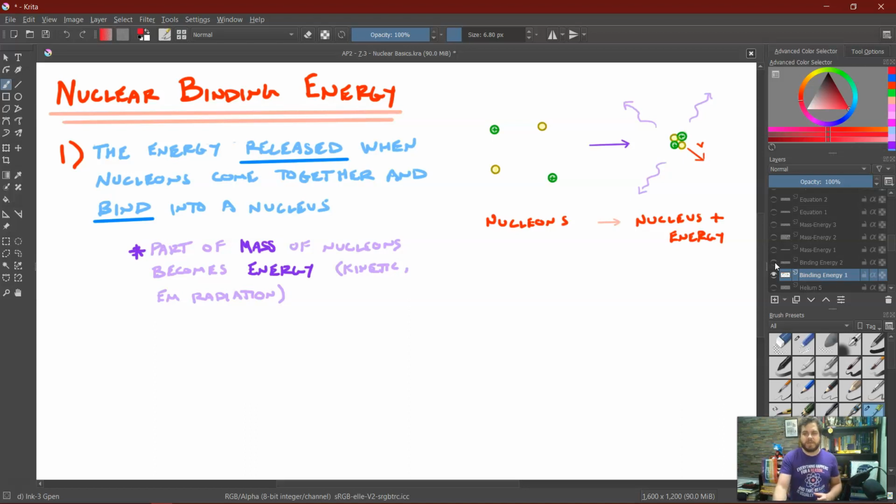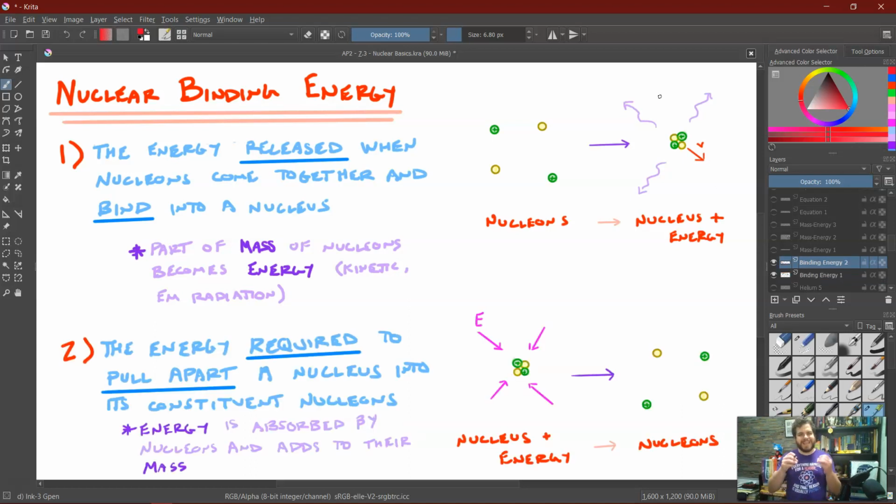Another way to visualize this is that nuclear binding energy is the energy required to pull apart a nucleus into what are known as its constituent nucleons, aka into the protons and neutrons that make it up. So if I have a nucleus, if I want to separate all of these protons and neutrons away from each other, I have to put in an amount of energy equal to the nuclear binding energy into the system to get them separated out. And that energy is literally added to the mass of the nucleons. Each proton and neutron that's separated gains some energy and converts it to mass. And so those masses go up.